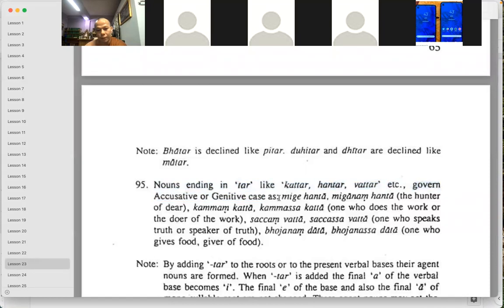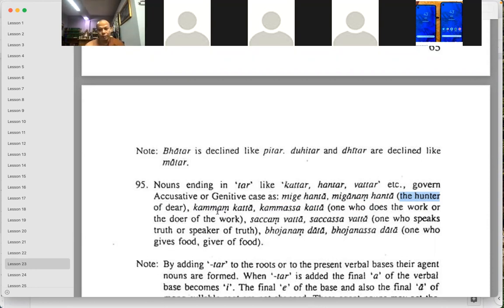Mige handa. You see, mige handa. So that means one who kills animals, or the other way, the hunter of the animals. Okay, deer. So mige is actually plural form, the accusative case, and migana is also the genitive case plural. But the same meaning. So the hunter of the deer or animals, or maybe one who kills animals. So that means hunter. One who hunts animals. Okay.